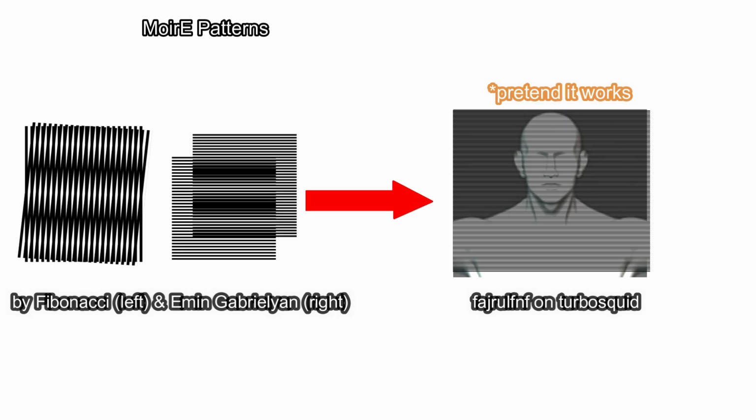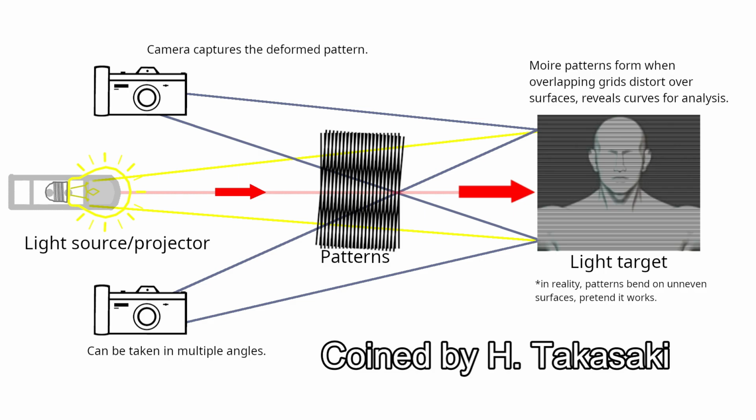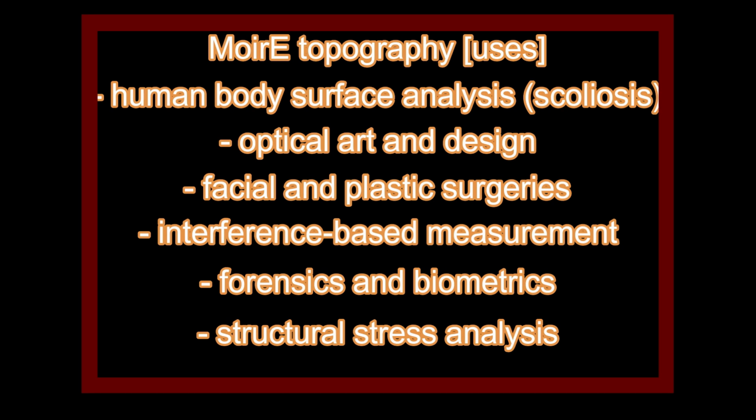Moiré topography is used for the analysis of the human body surface. It uses a pattern of light, often stripes, projected onto an object. The interference pattern caused by overlapping patterns, called the Moiré effect, is analyzed to create a 3D surface model. It was coined by H. Takasaki in the 70s.